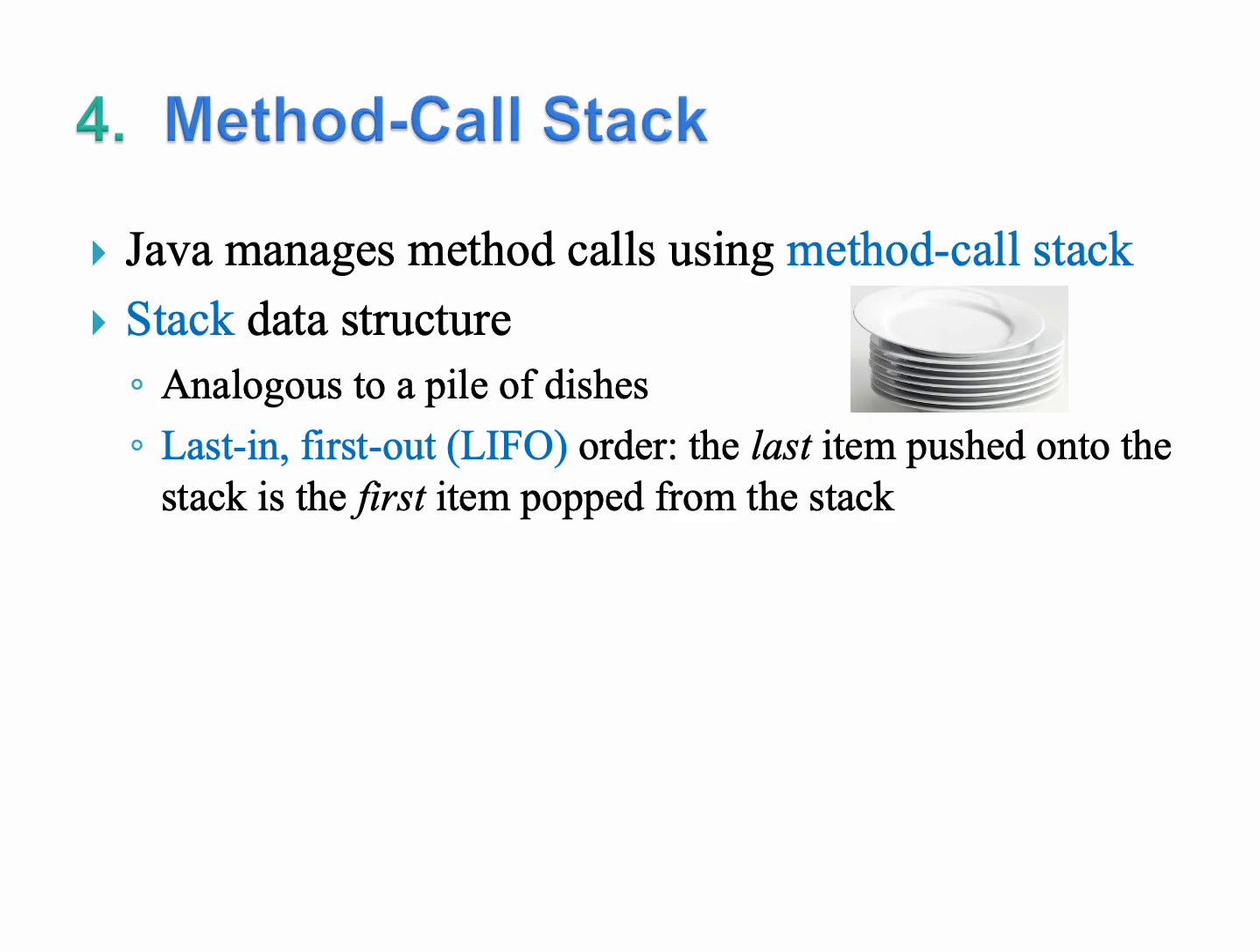Java manages the method calls by using a data structure known as the method call stack. The stack data structure is a list of items operating similarly to a pile of dishes. When a dish is placed on the pile, it's normally placed at the top. This is referred to as pushing onto the stack.